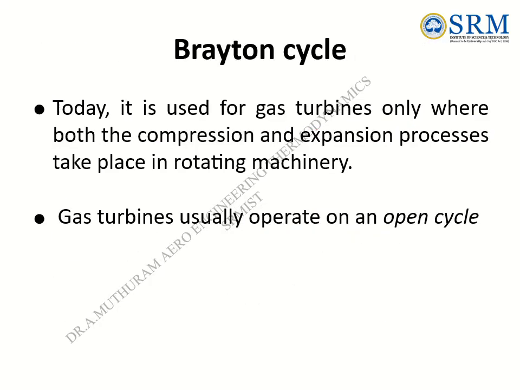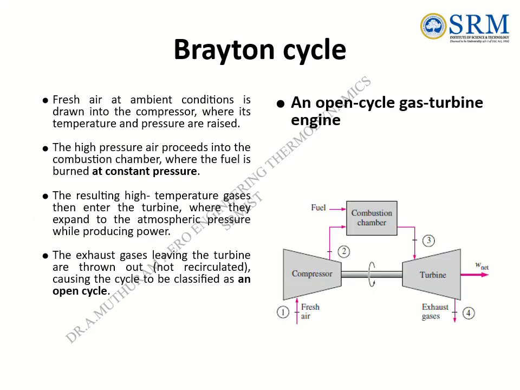Brayton cycle. It is used for gas turbines only, where both the compression and expansion processes take place in rotating machinery. Gas turbines usually operate on an open cycle. In an open cycle gas turbine engine, fresh air is drawn into the compressor, where its temperature and pressure are raised. The high-pressure air proceeds into the combustion chamber, where the fuel is burned at constant pressure. The resulting high-temperature gases then enter the turbine, where they expand to the atmospheric pressure while producing power.